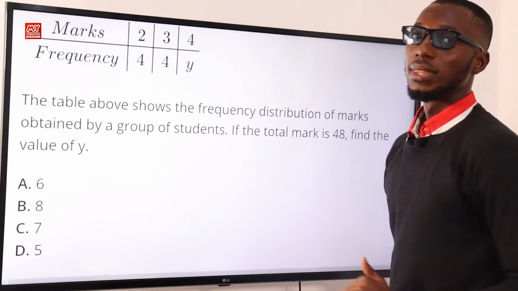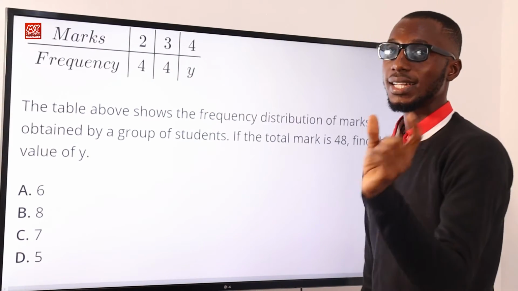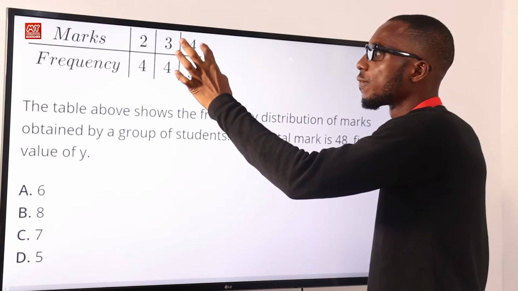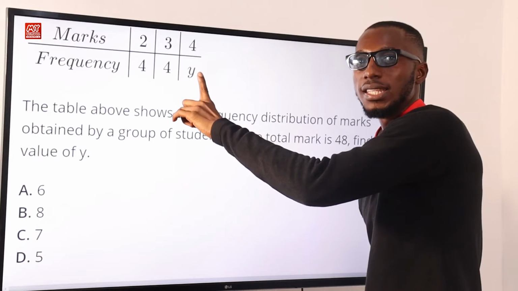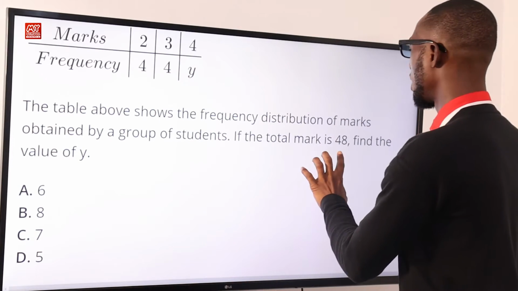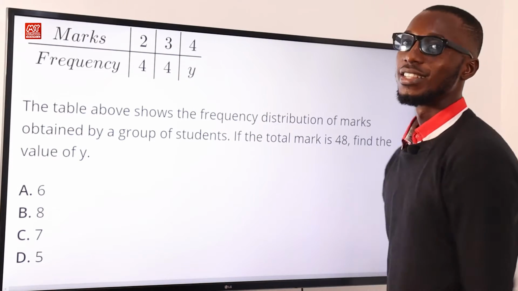2 times 4, that is 8. 3 times 4, that is 12. 12 plus 8, that is 20. So we said y is 7. Already we have 20. So 4 times 7, that is 28, plus 20, that gives you 48. So you can see the total mark is 48. So definitely y is 7. Option C is the correct option.